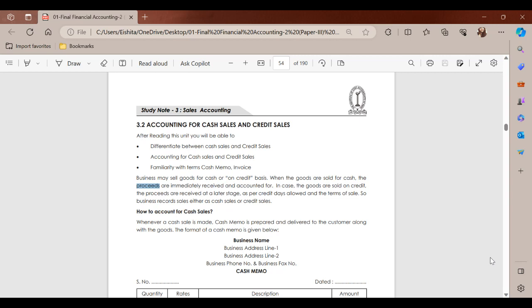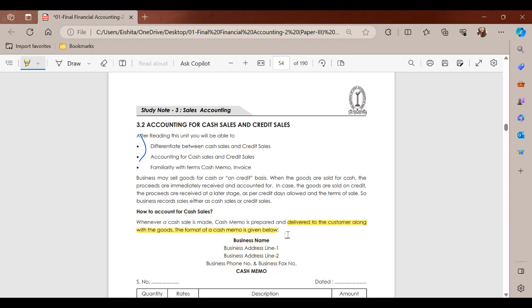So how to account for cash sales will be explained in the coming slides, and how to account for credit sales will be explained later. Whenever a cash sale is made, the first thing is a cash memo is prepared. You prepare the cash memo and deliver it to the customer along with the goods.